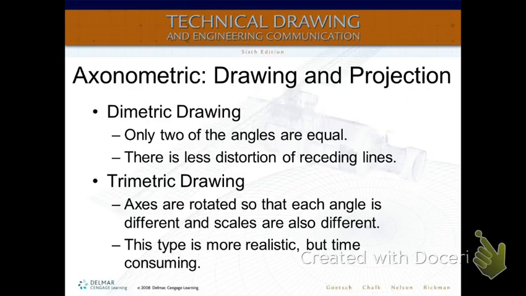All right, here are some different axonometric drawing types. They're diametric and trimetric. Don't use them much. The trimetric you have available to you when you get into parametrics as an option. Axes are rotated so that each angle is different and scales are also different.